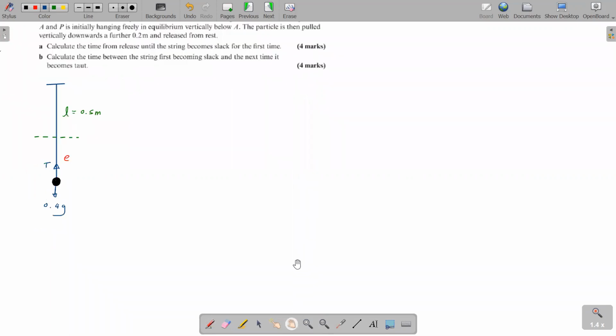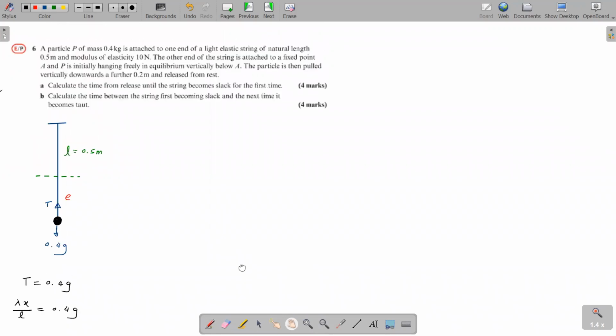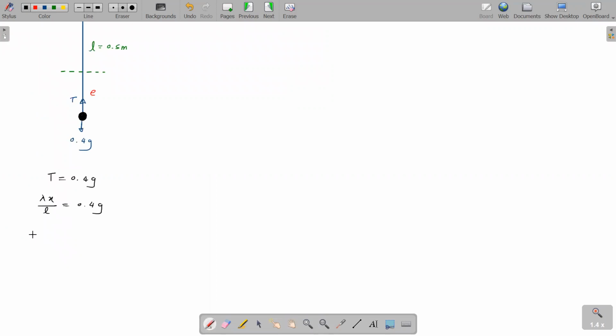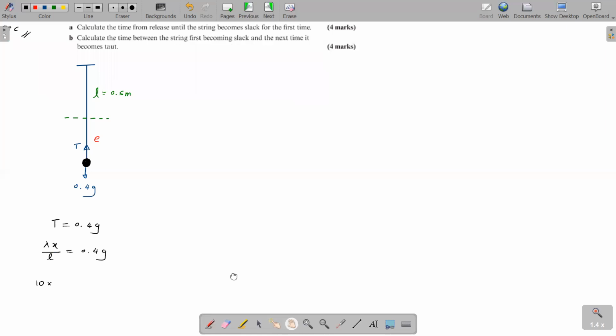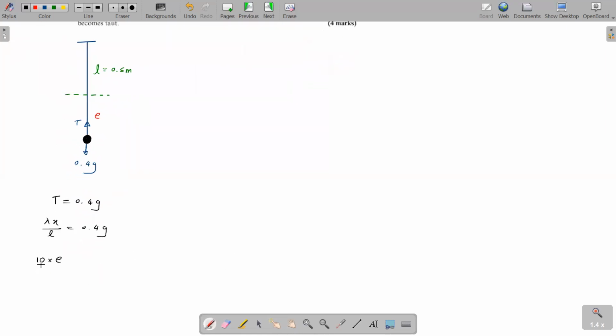Shall we make them equal now? So you have to do the previous process again. Tension is lambda x over L equals 0.4 g. Lambda is 10, into extension x, which is E, over natural length 0.5, equals 0.4 g.